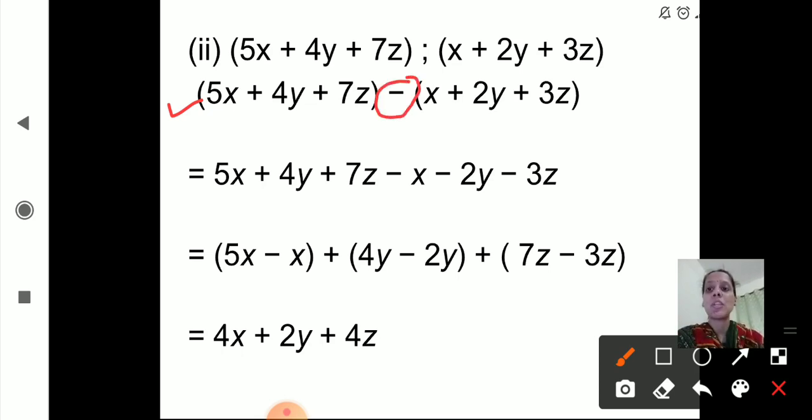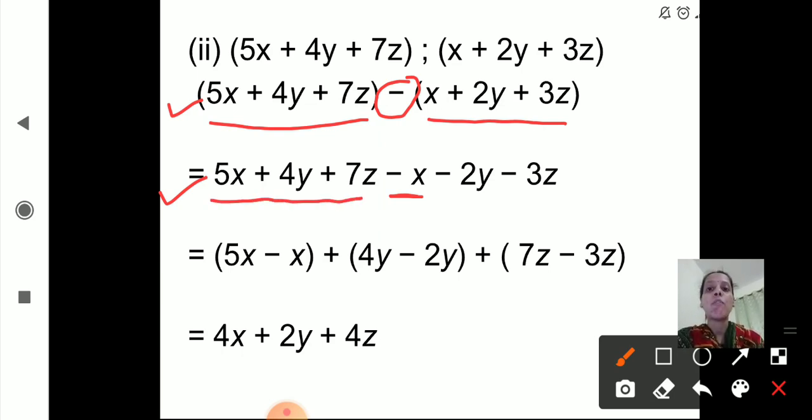Now what is the second step? Yes, we will remove the brackets. The first algebraic expression we will write down as it is, but for the second algebraic expression the signs inside the brackets will change. See here, the first algebraic expression 5x plus 4y plus 7z we have written as it is. For the second algebraic expression, here it is x, so it becomes minus x. Plus 2y we will write down as minus 2y, and plus 3z we will write down as minus 3z.